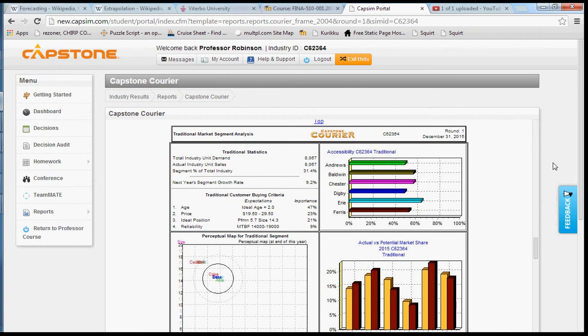Okay, in our continuing analysis of the Capstone Courier, we'll be moving down to the segment by segment information. So here in this example, we're looking at the traditional market segment. Let me highlight just a few key features of this report. First, you'll see there's a total industry unit demand. That's the total demand of traditional sensors by the entire economy.